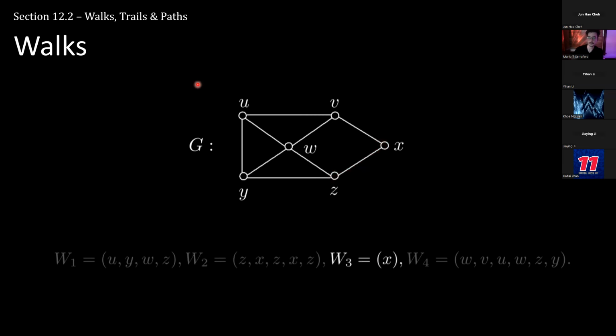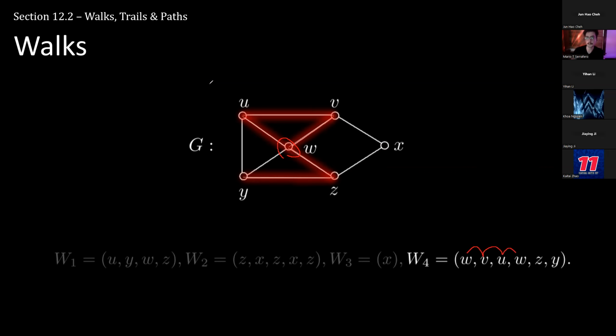What about this one? Well, this is a trivial walk where we have no walking, right? We're just at x and we're sitting there. And then lastly, we have this walk here. And in this walk, we are going through w 2 times, right? So we start at w, and then eventually we make it back to w.